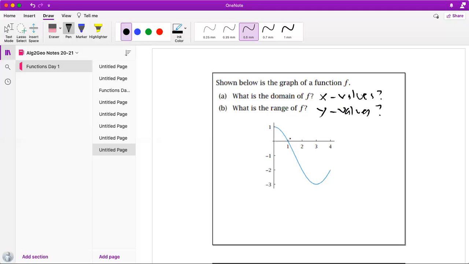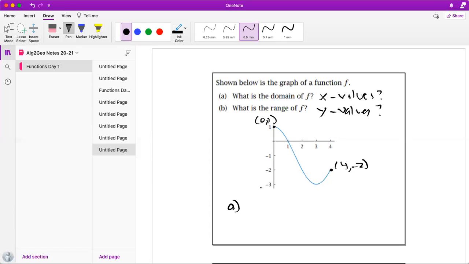So the x's look like they start at 0, like the smallest x that's used to draw this function. Let's think about it this way. This point, which is the leftmost point, is the point (0, 1). And this rightmost point is the point (4, -2), probably. So the smallest x that's used is 0, and the biggest x that's used is 4. So I would say for A, the domain is all the x's between 0 and 4.